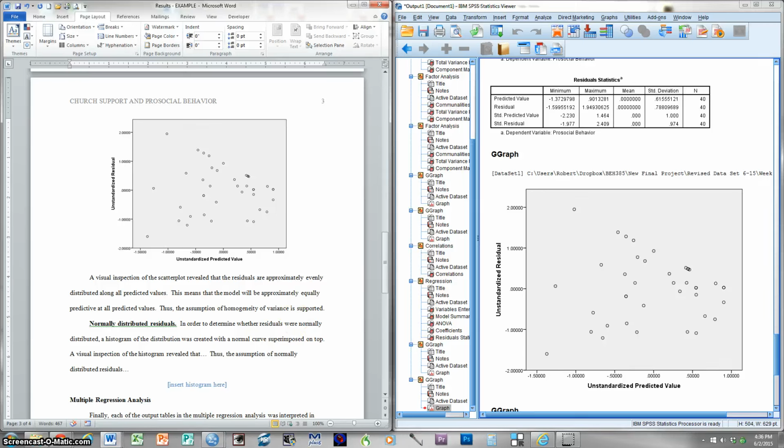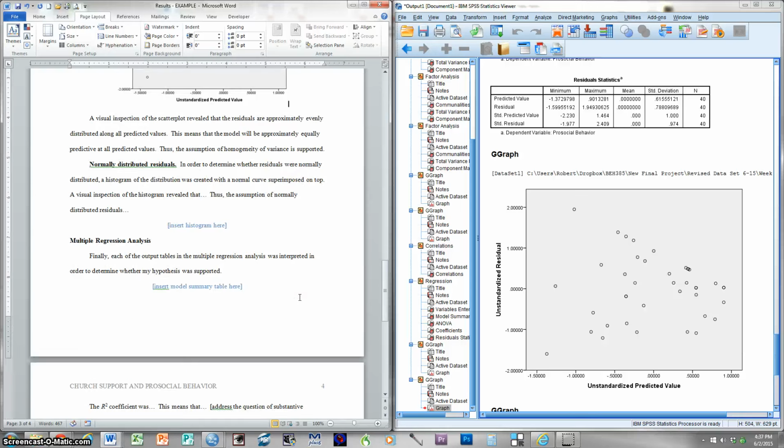Okay, so in yours, as long as it's in the ballpark, we're going to say that it's supported. If you have a situation where they're really crunched together right on top of each other and spread out on the other end, then you'll note that the model won't be equally predictive, that the assumption is not supported. In that case, we'll go ahead and move forward because it's a class assignment, but you'd want to be aware of that, and that could affect the interpretation of your results in an actual research situation.